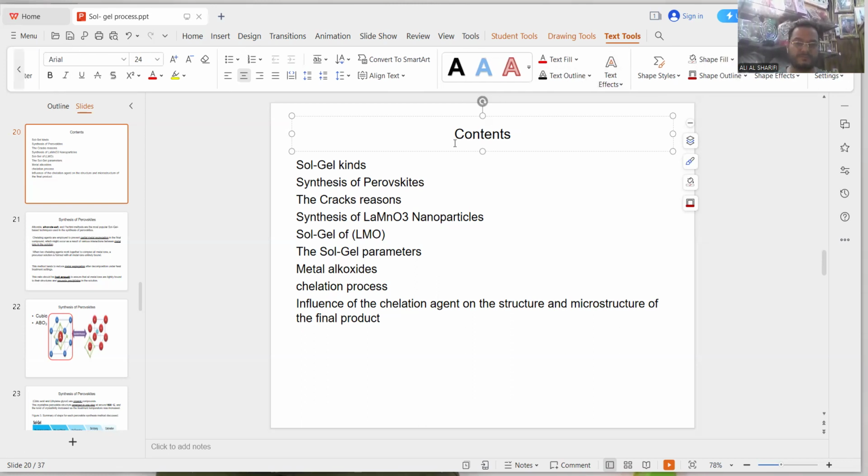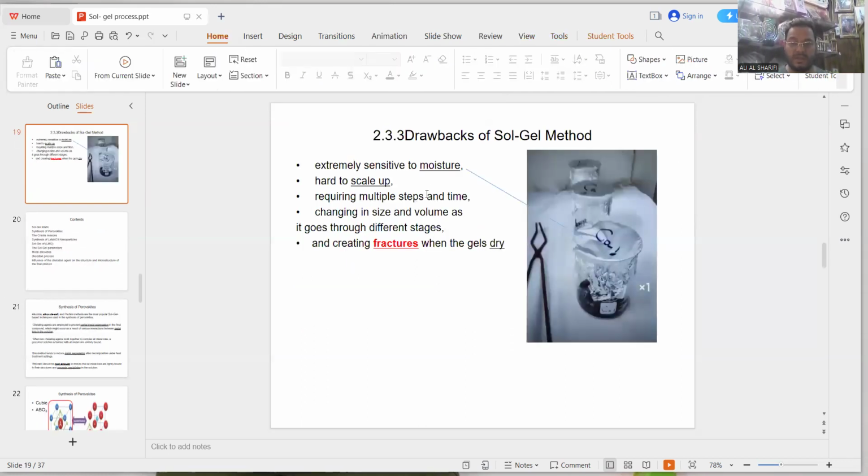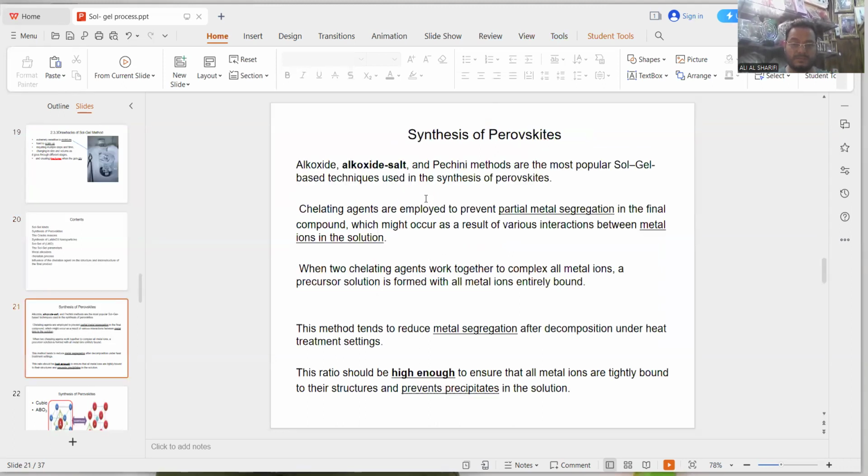Let's start from the synthesis of perovskite. How many kinds of sol-gel do we have? We have alkoxide salts, which is the one I used, and the Pechini method. All of these three kinds are very famous in sol-gel.